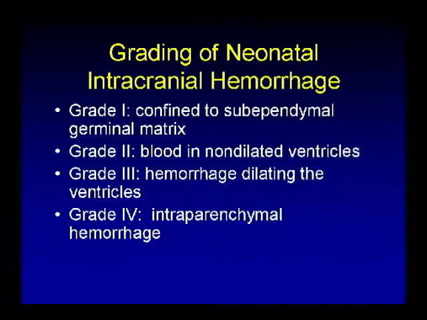Grade 2 is into the ventricle, but not dilating the ventricle. Grade 3 is the hemorrhage dilating the ventricle, not fluid dilating the ventricle that has some blood in it. And grade 4 is parenchymal hemorrhage. Now the problem is you don't have to have a 1 to have a 2, and you don't have to have a 3 to have a 4. So that's why the system is a little awkward from our standpoint.